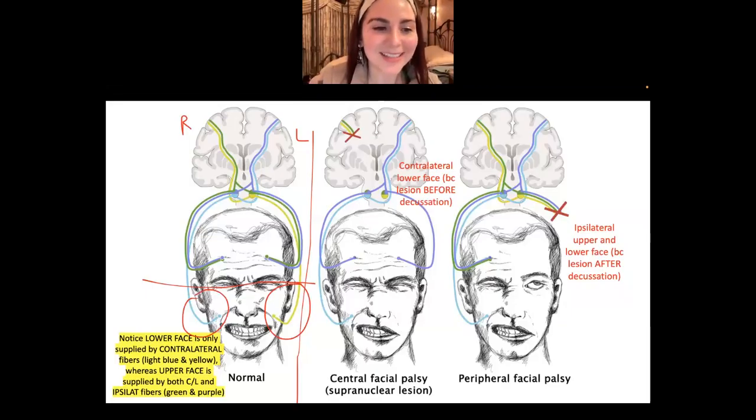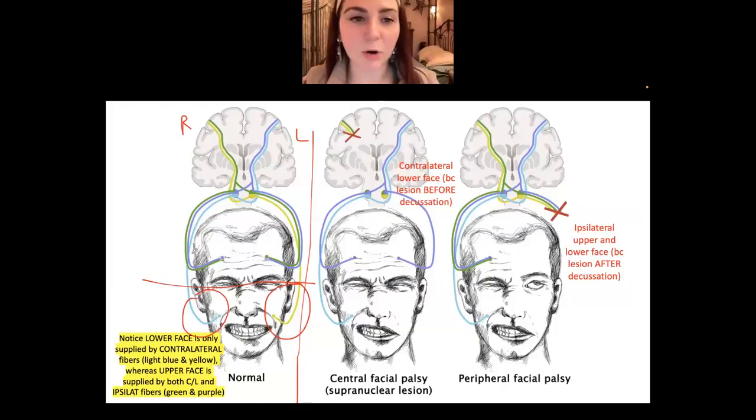So the lower face is only innervated by the contralateral cranial nerve. Bottom left is only coming from the right cranial nerve. Again, it's really weird. It's the only cranial nerve that crosses like this. And then the right lower face is innervated by the left cranial nerve 7. Super weird, very odd. And then the upper face is just normal.